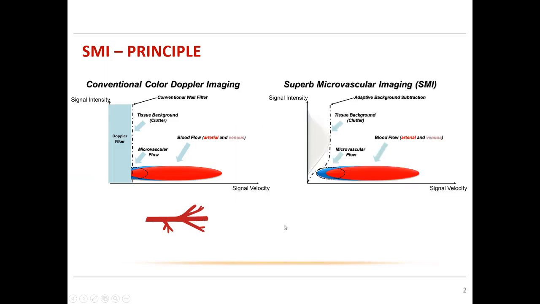SMI is another technique. Instead of eliminating all of the slow flow, the filter filters out only the tissue clutter and can preserve the microvascular information. So instead of getting rid of everything that has slow flow, it can preserve the slow flow of the small vessels. Further information of the micro vessels can be found with this technique.